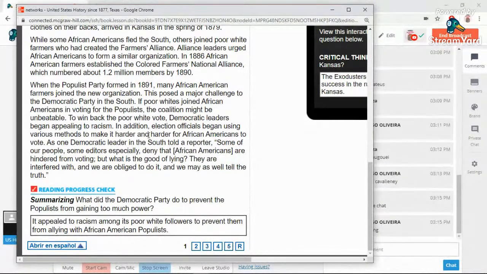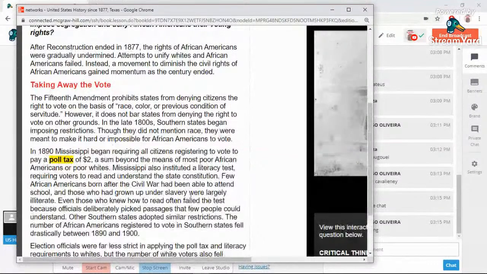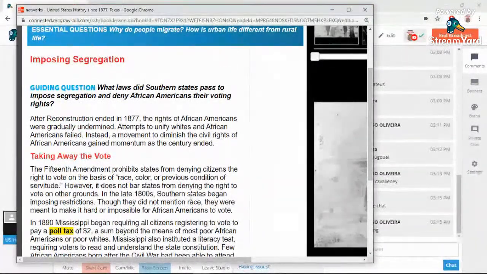Okay? So it's very interesting that in the South, blacks and poor whites were kind of treated badly. Both of them were treated very badly compared to rich white people. So the Democratic Party had to find a way to attract these poor white people and have them against the blacks. So they began to really appeal to racism and try to make the poor white people not be together with the black people, so that they would have less votes for the People's Party. Okay? So they passed a lot of laws that would impose segregation and deny blacks their voting rights.